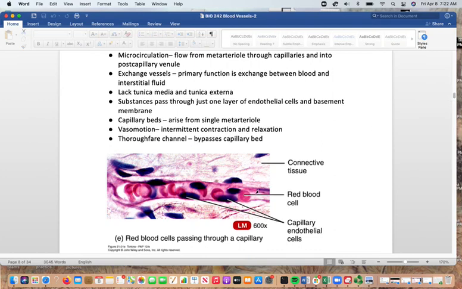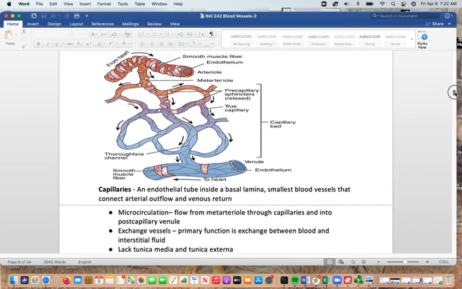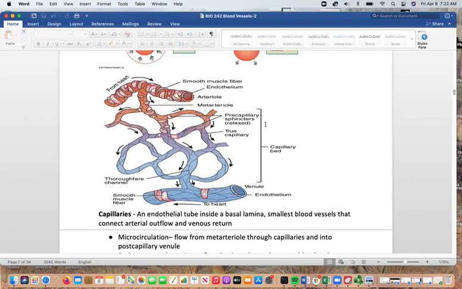So here you can see a capillary bed and it being just big enough for a single row of cells to fit through. Vasomotion is the intermittent contraction and relaxation. This helps keep fluid moving through them. And then you can have thoroughfare channels that will bypass the capillary beds. So these are your capillary beds here. Here is one of the meta-arterioles. And then this is a thoroughfare channel.